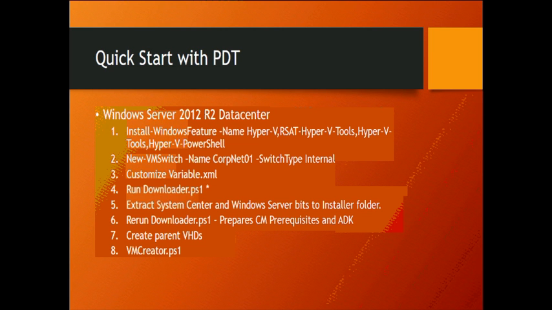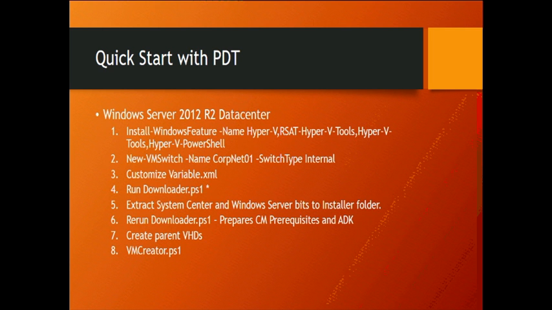So as you asked earlier, Pete, what do you need to get started? Windows Server 2012 R2 Data Center is a great place to start, especially in a lab. You need to install the Hyper-V role as well as the management tools. You need to create a virtual switch that your VMs will be a part of. Of course, this is variable. This can be any name that you want to give it. You just need to make sure that it matches the name that you have in the variable XML file. Then you need to customize the variable XML to define what roles and what servers you want to deploy.